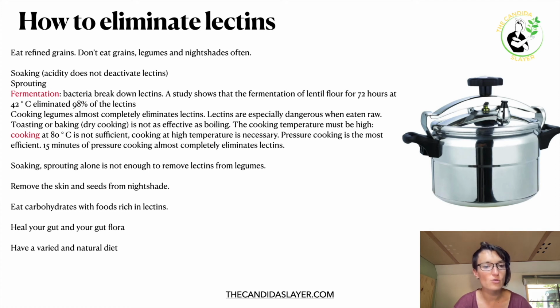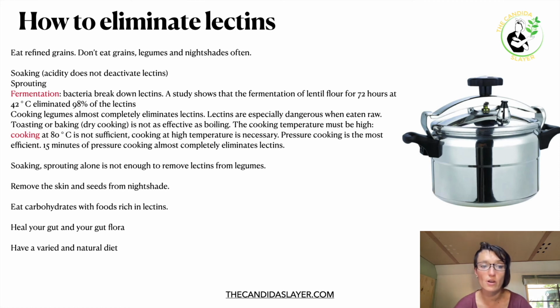Eat carbohydrates with foods rich in lectins. That's good because most foods rich in lectins, like legumes, are also rich in carbohydrates. The lectins bind with sugar, as we said. So it will bind with the carbohydrates in your legumes, let's say. But you can add some rice with your meal. So if there are still some lectins left, they will bind to the carbohydrates in your rice. We will talk about that in the next slide.